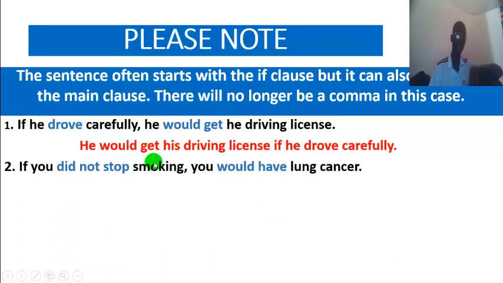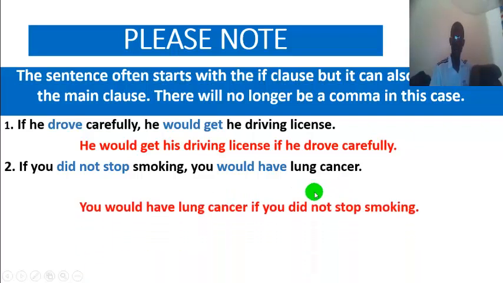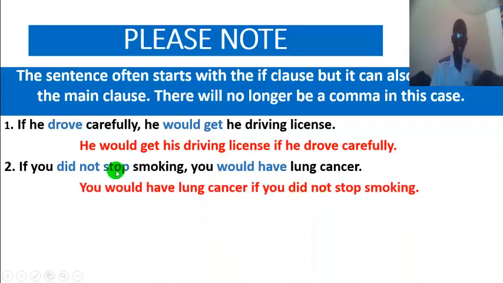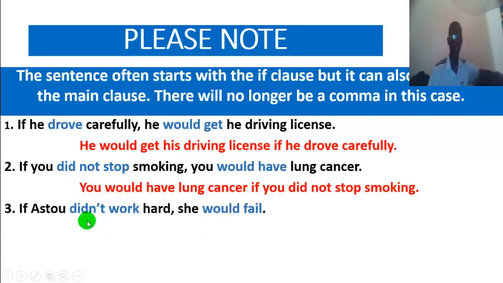Number 2, if you had not stopped smoking, you would have had lung cancer. Si tu n'avais pas arrêté de fumer, tu aurais eu le cancer des poumons. Or, vice versa, you would have had lung cancer if you had not stopped smoking. Here, we start with the main clause, which is possible. If Astu hadn't worked hard, she would have failed. Si Astu n'avait pas travaillé dur, elle aurait échoué, ou bien Astu aurait échoué si elle n'avait pas travaillé dur.